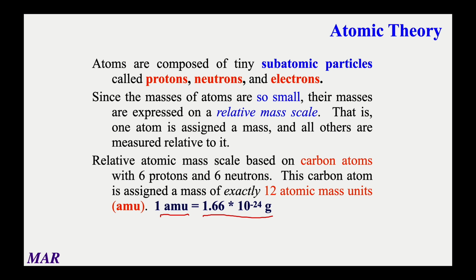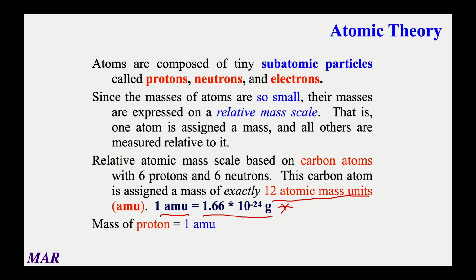This AMU comes from the idea that if you have an exact carbon atom with 6 protons and 6 neutrons, it's going to be exactly 12 atomic mass units. And if you take that mass and divide it by 12, that's where this crazy number comes from. This isn't a number we're going to use a lot, but we will talk about AMU, and you can convert AMUs into grams, and then grams into pounds or whatever you want. But just realize, really, really small.